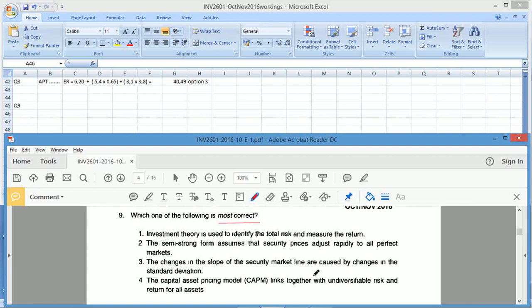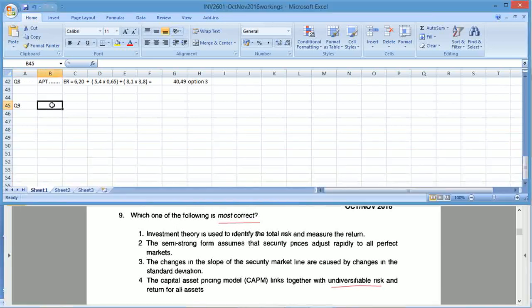No, it isn't. And the capital asset price model links together undiversifiable risk, which is market risk, which is systematic, and all returns for asset. That's correct. 4.